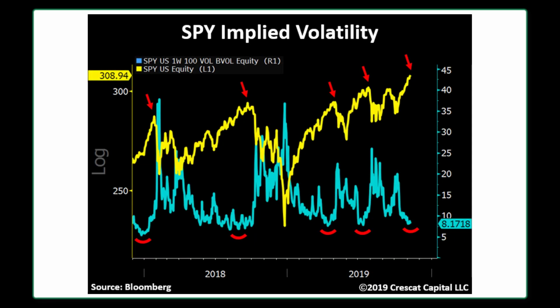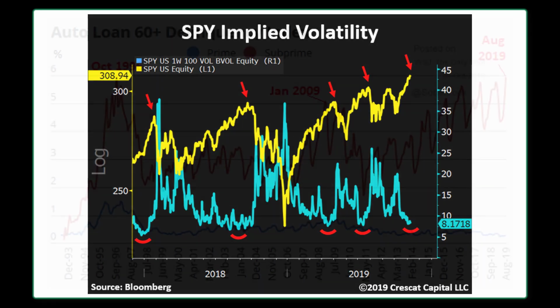This chart is showing the volatility of the S&P 500, and this just goes back a couple of years, but you can see as volatility bottoms out around 8, the market tends to experience even a near-term market top.